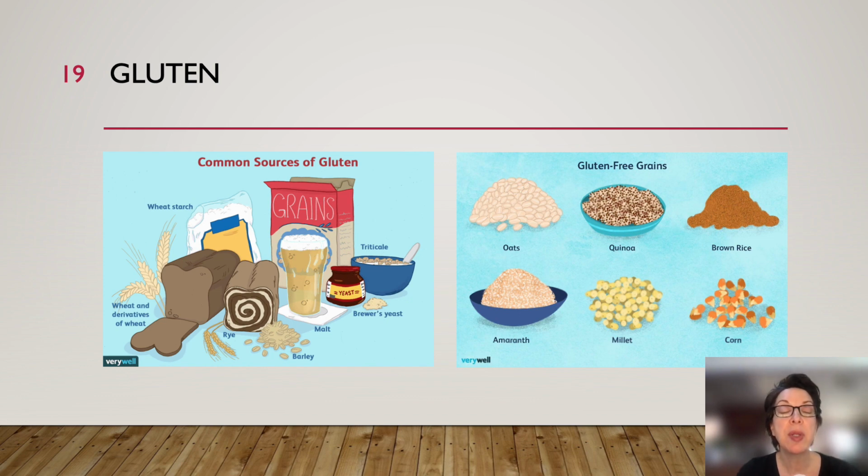So many common sources of gluten are, like I said, baked goods, including wheat, barley, malt in beer, for example, brewer's yeast, any kinds of grains. Now, gluten-free grains do exist, and you can find gluten-free grains such as oats or quinoa, brown rice, corn, millet, and amaranth. Corn and oats may have their own inflammatory processes, but they are not gluten-containing grains.